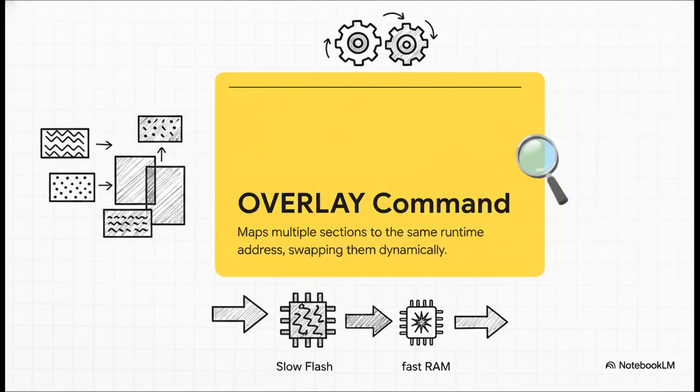But it's not all doom and gloom. Linker scripts also unlock some incredibly advanced capabilities. Take the OVERLAY command. In embedded systems, high-speed RAM is super expensive and really limited. Overlays actually let you map multiple distinct code sections to the exact same VMA runtime address. So an overlay manager can dynamically swap those sections in and out from slow flash into fast RAM on the fly, depending on what the program needs right then. It's just a brilliant way to overcome hardware limitations using ultra-low-level linker control.